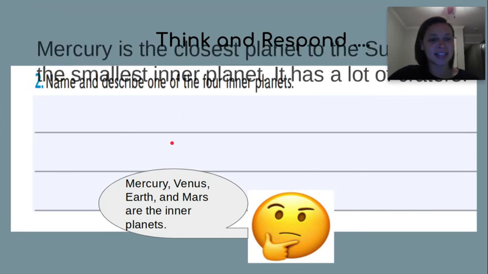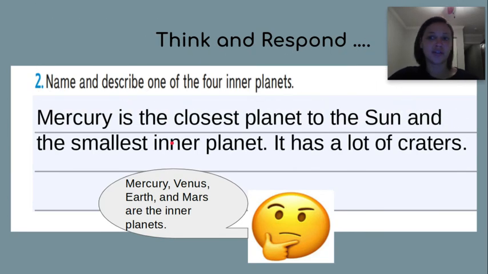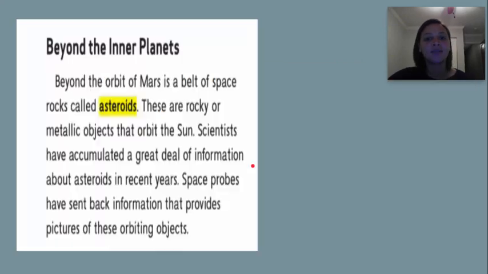Okay, here is an example of one of the inner planets you could have chosen. Mercury is the closest planet to the sun and the smallest inner planet. It has a lot of craters, all right? You notice how it says closest planet? It's not the hottest planet. That's Venus, okay? Don't confuse the two.